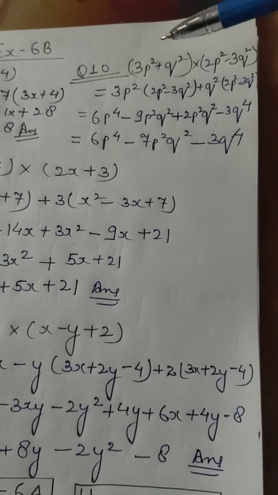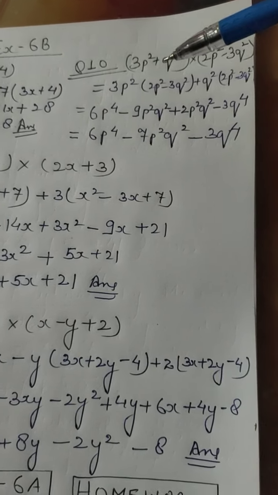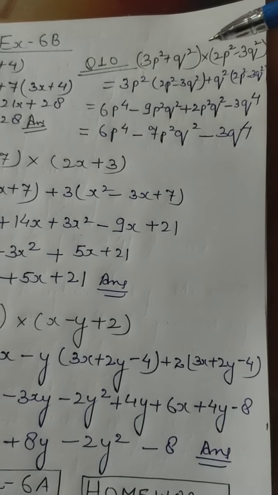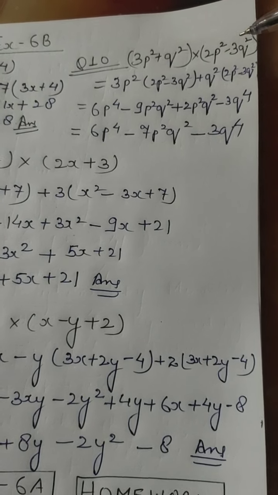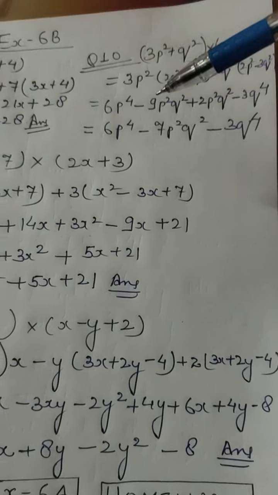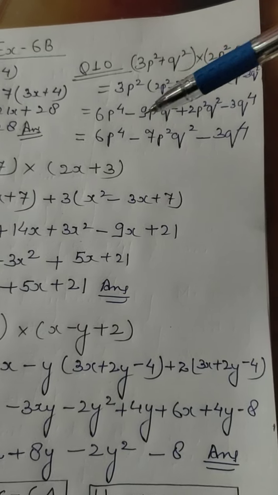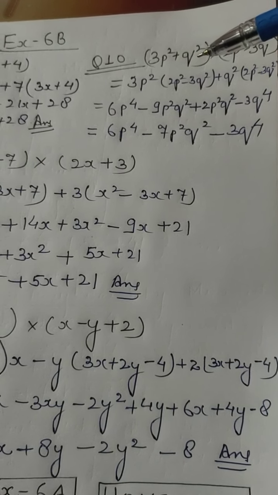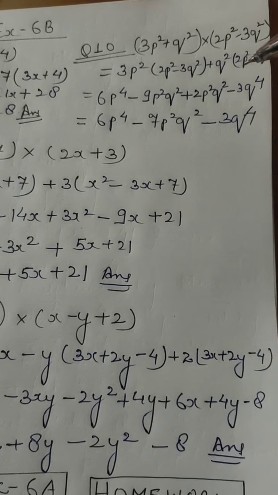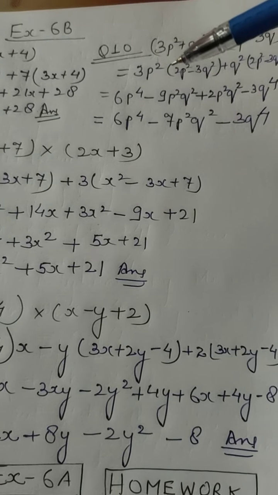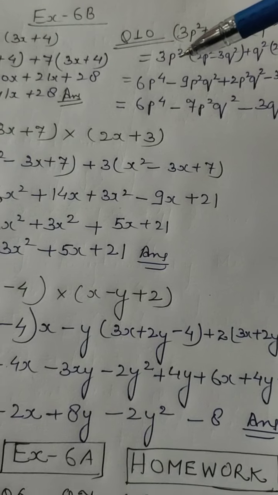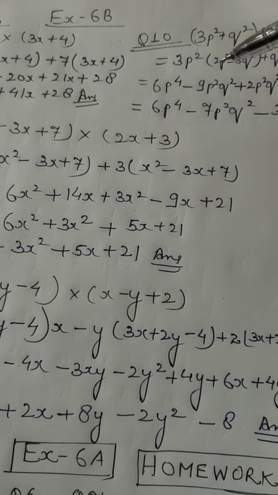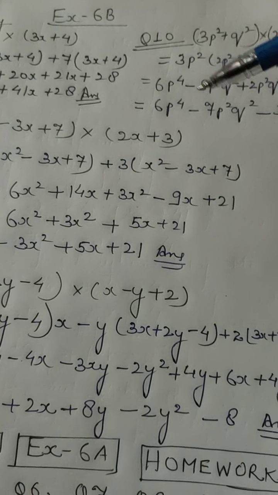Now see question number 10th. Here also two binomials are multiplied together. What are the binomials? 3p square plus q square is multiplied with 2p square minus 3q square. What is the next step? 3p square is multiplied with 2p square minus 3q square, and plus q square is multiplied with 2p square minus 3q square. So in the next step you have to simply multiply the 3 is multiplied with 2, it will give 6. P square is multiplied with p square, it will give p to the power 4, and minus 9.